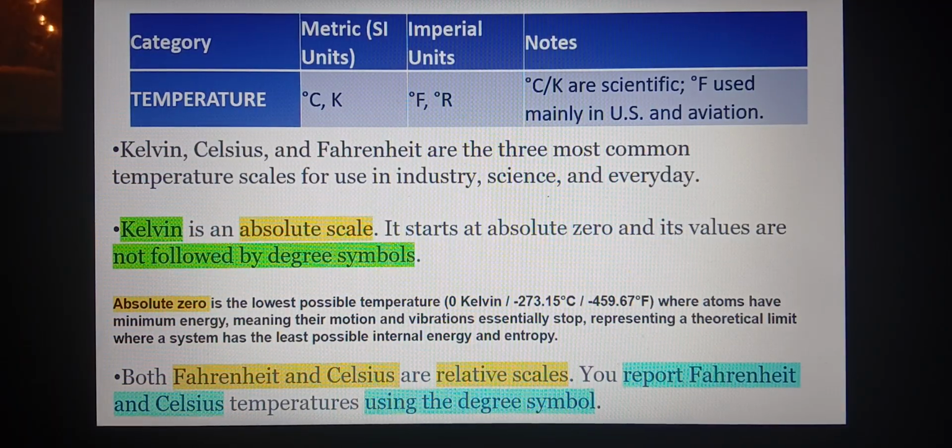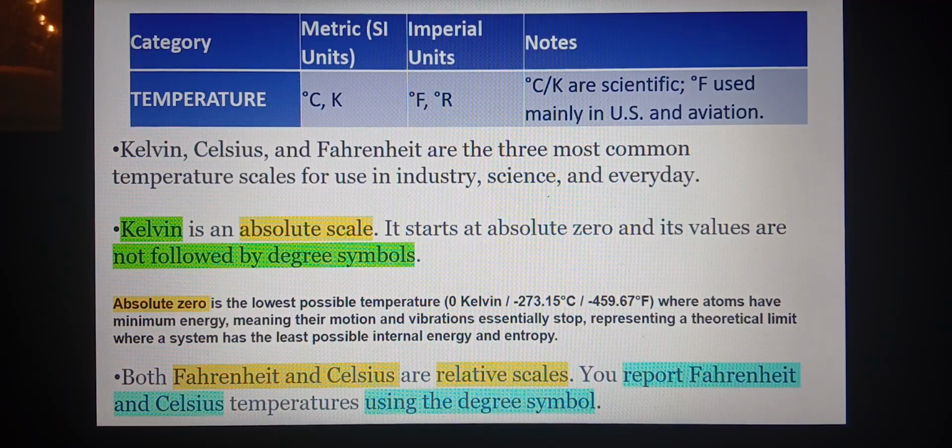Kelvin, Celsius, and Fahrenheit are the 3 most common temperature scales used in industry, science, and everyday life. Kelvin is an absolute scale. It starts at absolute 0, and its values are not followed by degree symbols. Absolute 0 is the lowest possible temperature.